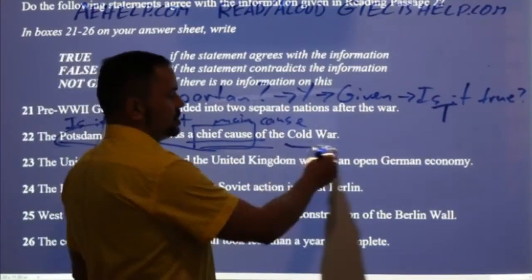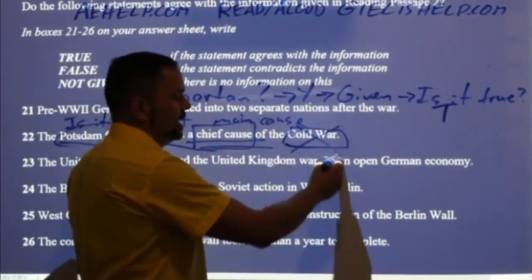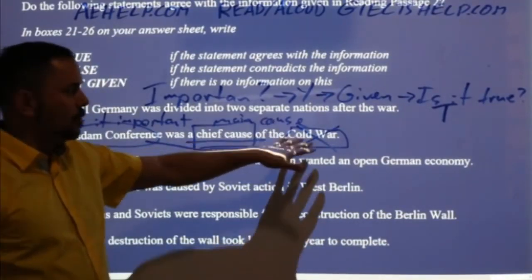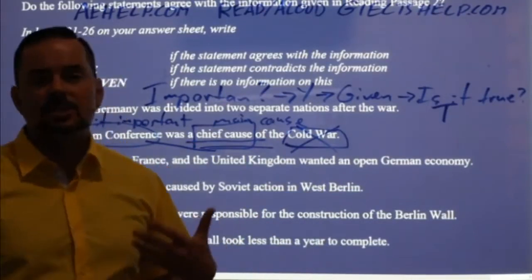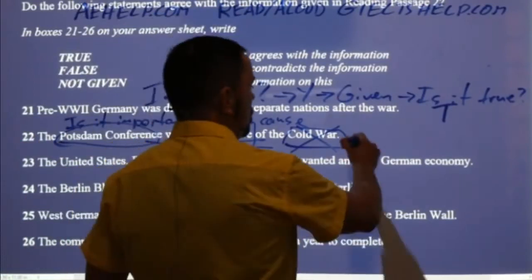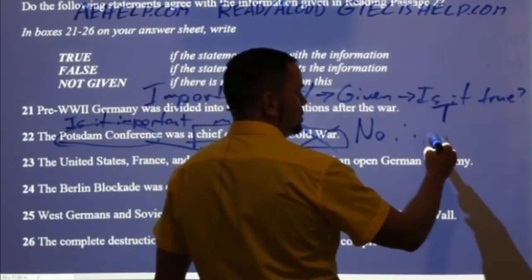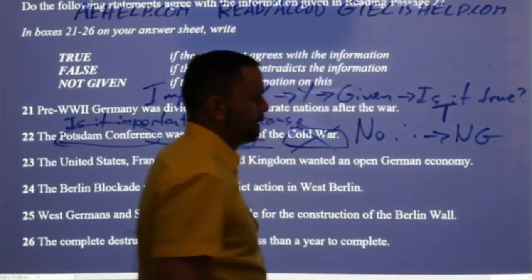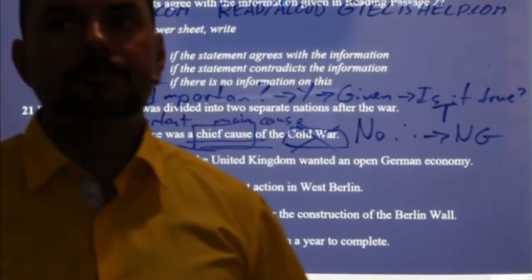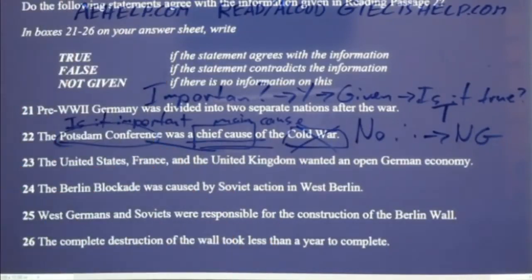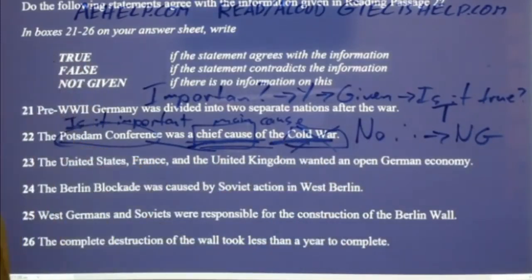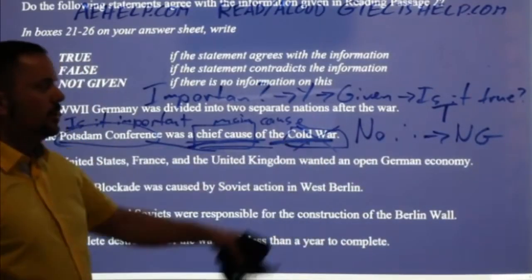This passage is not about the Cold War, okay? The Cold War is mentioned briefly, but it's not the focus of this passage. The focus of this passage is Berlin from 1945 to 1990. So the answer is no, therefore it's not given. Okay? And a lot of you said that. A lot of you said, nope, it's not given. Okay? The key is here in the chief cause, Cold War. Too much detail. We didn't get into that much detail about the Cold War. What was the cause of it?